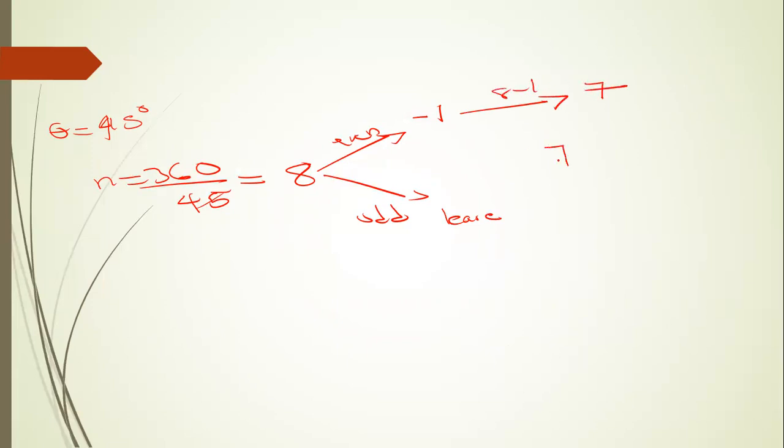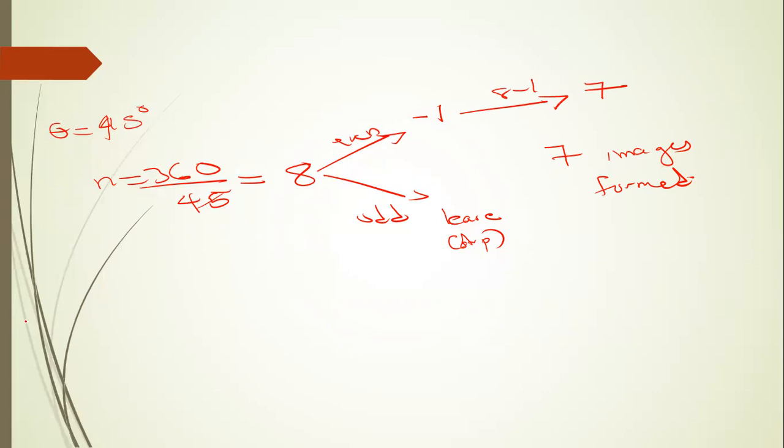So we actually have 7 images formed. Let me just stop here. Okay, so we have 7 images formed. So you see, we generally get odd numbers.